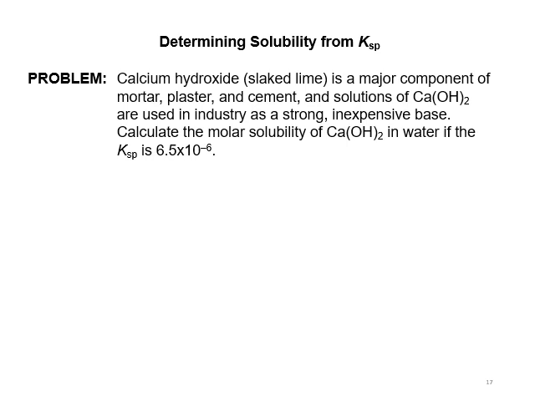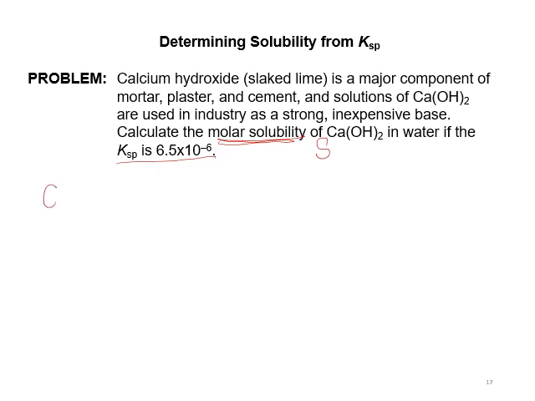All right. Okay, let's try another question. The question tells me calcium hydroxide is a major component of mortar, plaster, and cement, and solutions of calcium hydroxide are used in industry as a strong, inexpensive base. Calculate the molar solubility of calcium hydroxide in water if Ksp is given to you. Fairly simple. The question is asking for the molar solubility, which I know is capital S for this particular salt, and Ksp is given to me. So I know there is a relationship between Ksp and capital S for every salt. I'll first figure out the expression and the relationship between Ksp and S, and then solve for capital S, right?